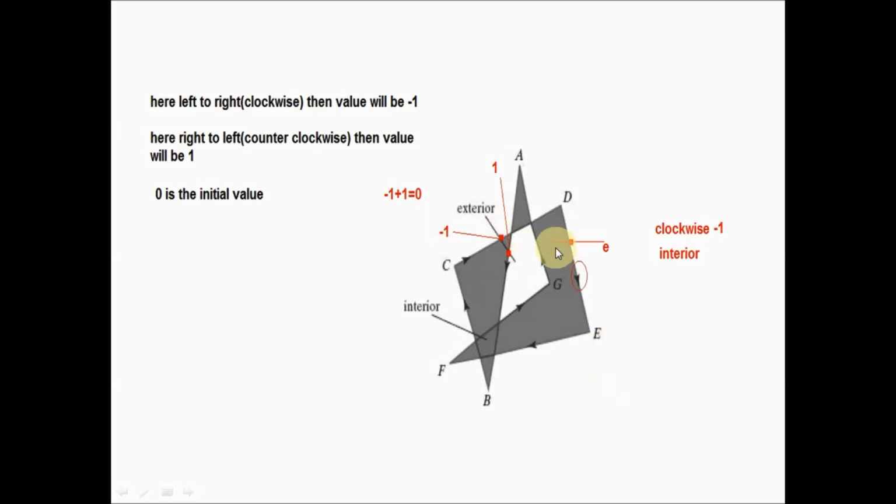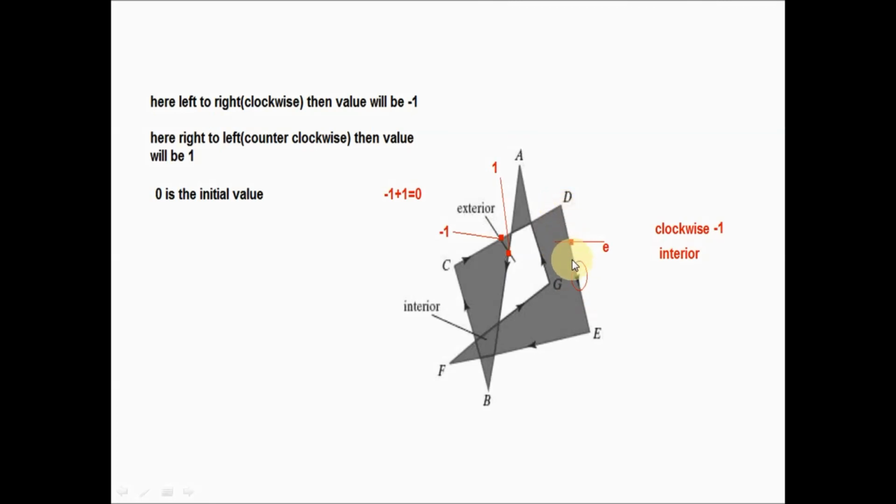We can see here, this is the point. Assume that I am standing here. I will draw the line now. You can see this line is crossing one edge. Here it was intersecting 2 edges, but here it is intersecting one edge. Now we have to see the direction. Assume that you are standing here. See the arrow mark here.